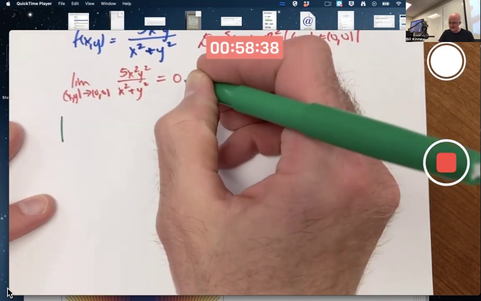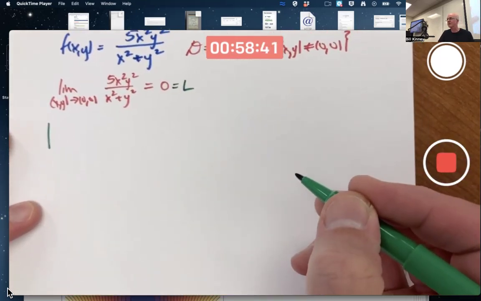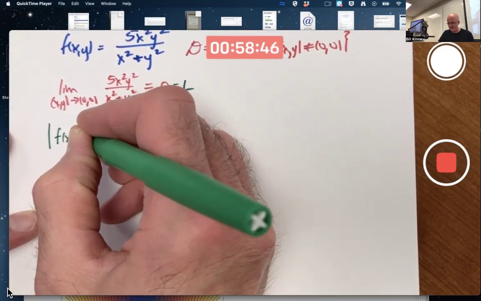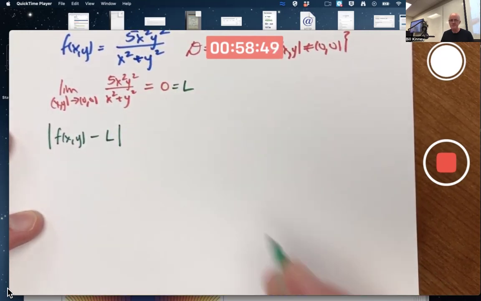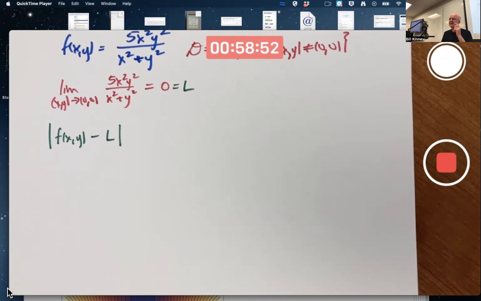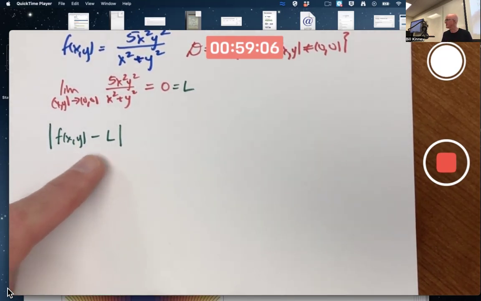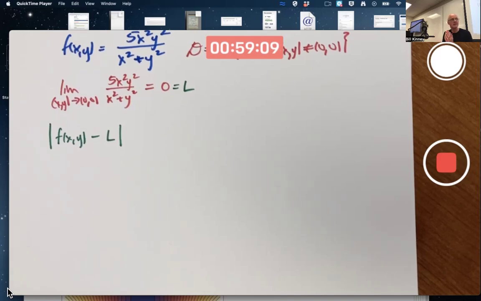Let me call this L, as a common letter to use for a limit value. The key thing is to focus on the absolute value of the difference between the function and L. And the question is, can I make this as small as I like by making x and y close enough to 0 simultaneously? Because the absolute value of the difference of two numbers represents how far apart they are. When this absolute value is close to 0, then the numbers are close together. And when the absolute value of this difference is large, then the numbers are far apart.